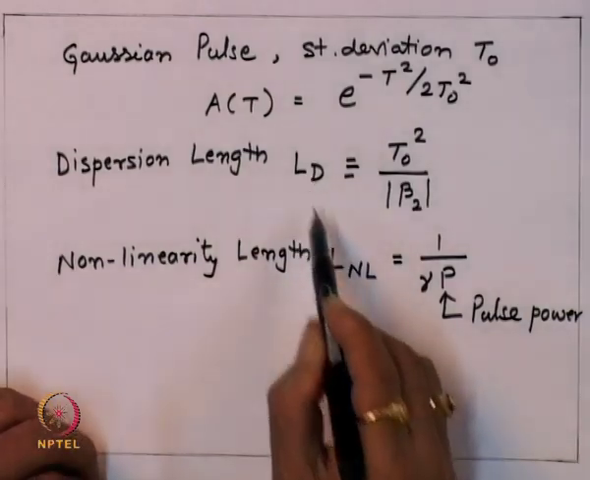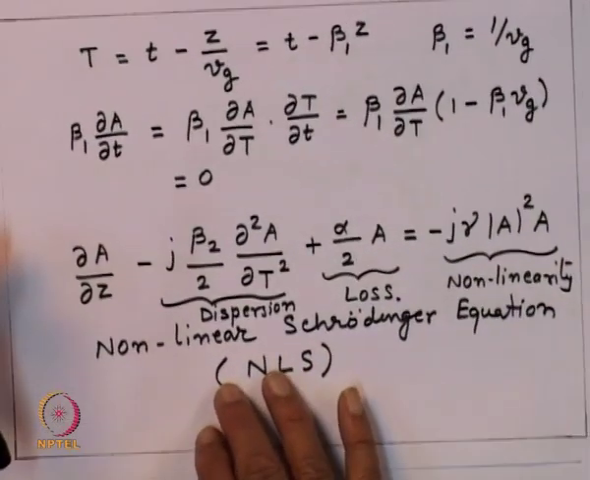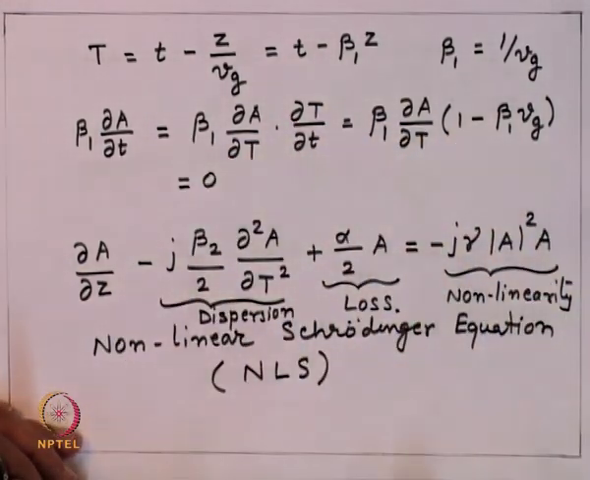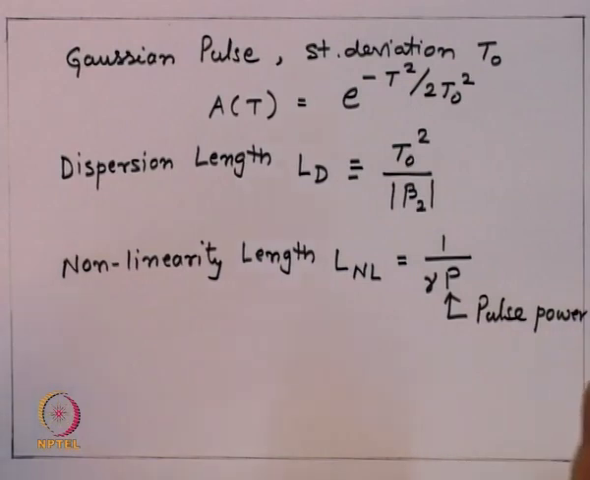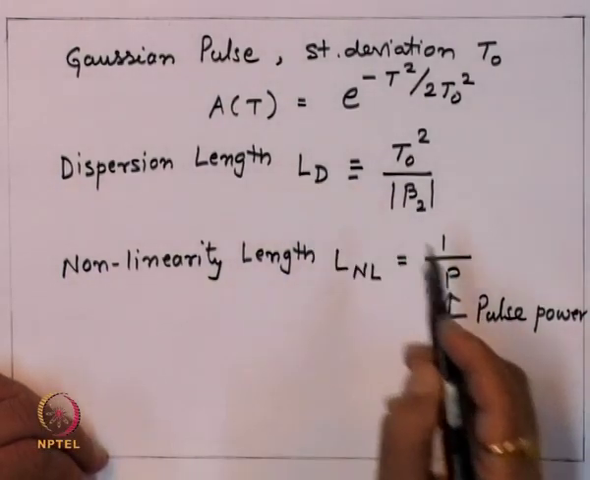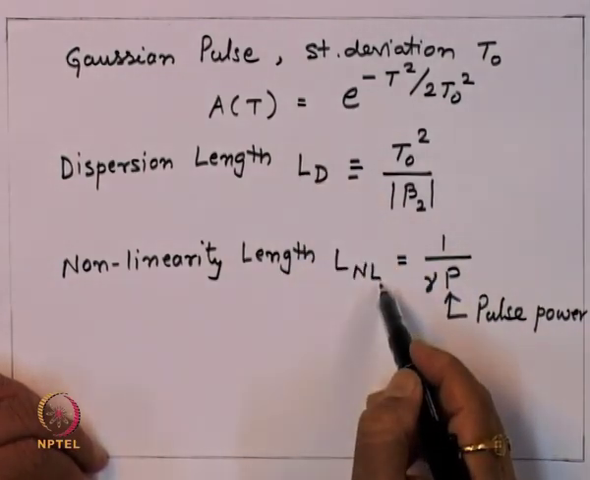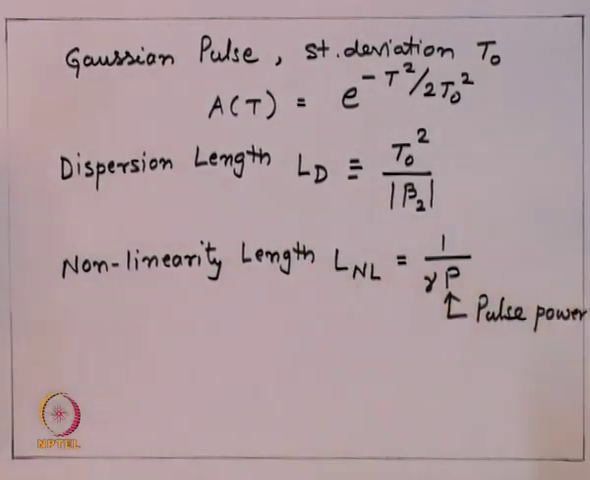So, once you define these two characteristic lengths, the solution of this nonlinear Schrodinger equation can be approximated depending upon the situation of the pulse propagation on the optical fiber. There may be various possibilities: if I consider a physical length of optical fiber over which the propagation is taking place, this length could be much smaller compared to this quantity, or much larger compared to this, much smaller compared to this, and vice versa.